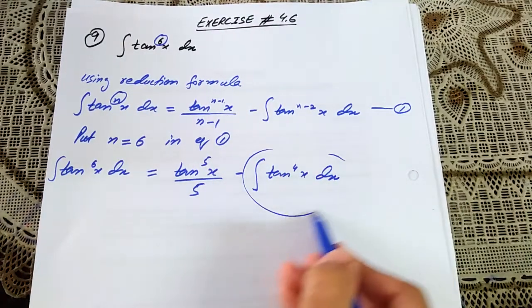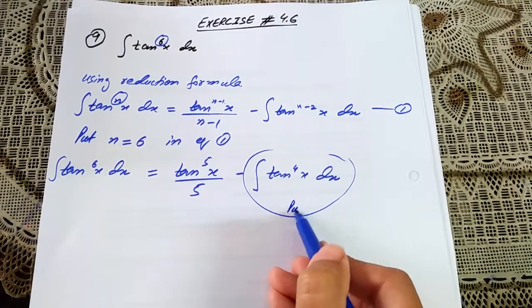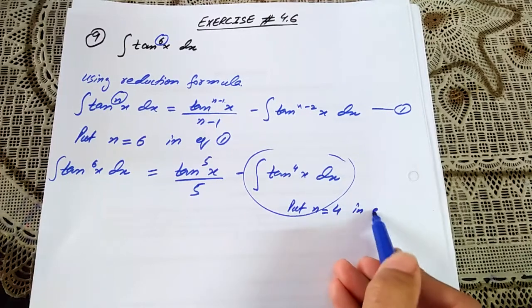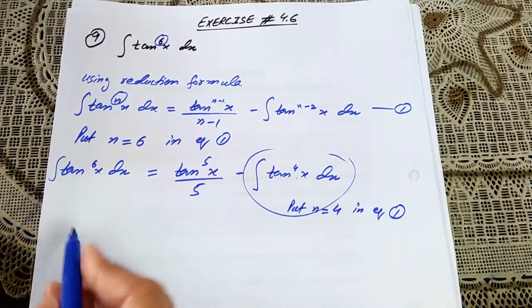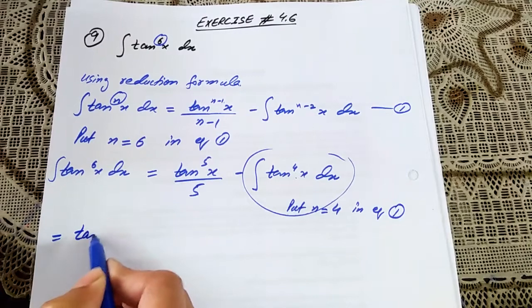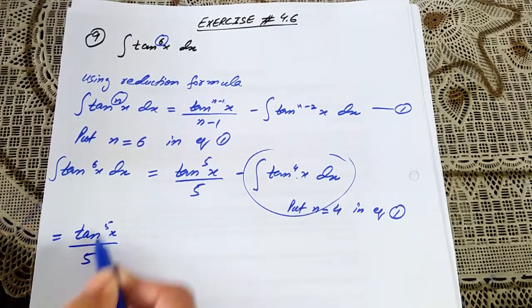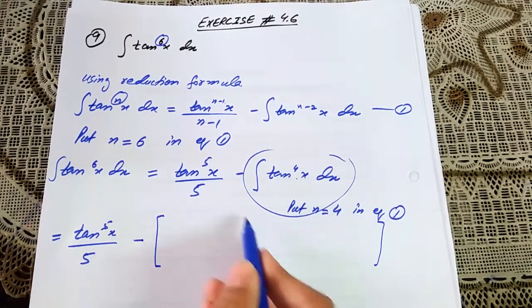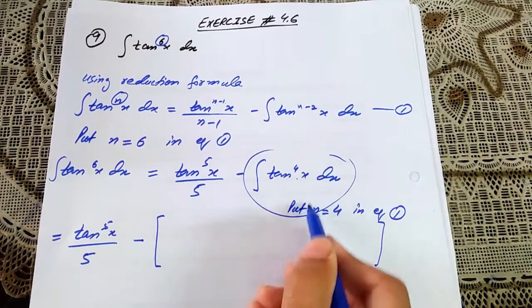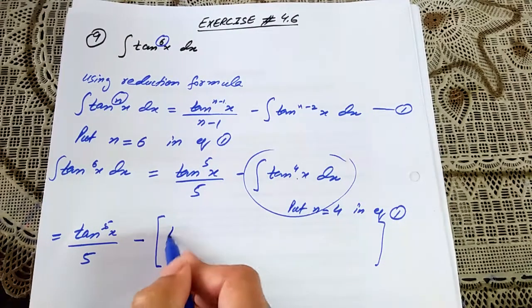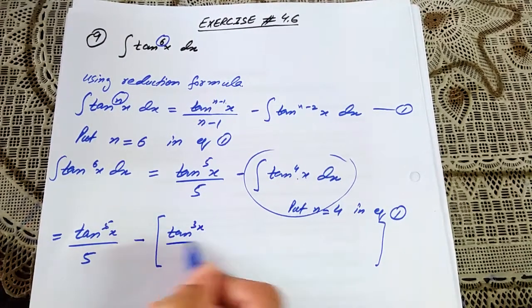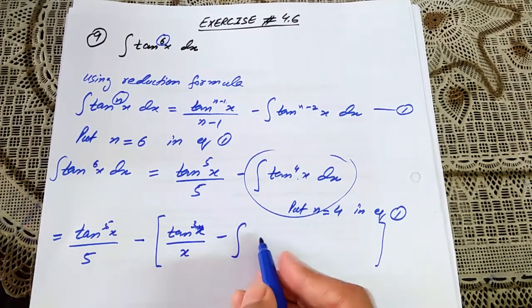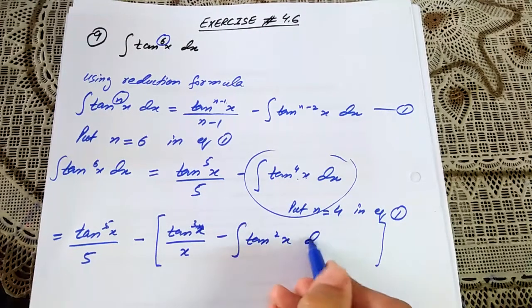Now we need to evaluate this integral. For that purpose, put n is equals to 4 in equation number 1. This thing will remain as it is, tangent 5 of x over 5. Now negative sign, and this complete answer will be this reduction formula when we put n is equals to 4 in it. That will be equals to tangent cube of x over 3 minus integral, here we will get tangent square of x dx.